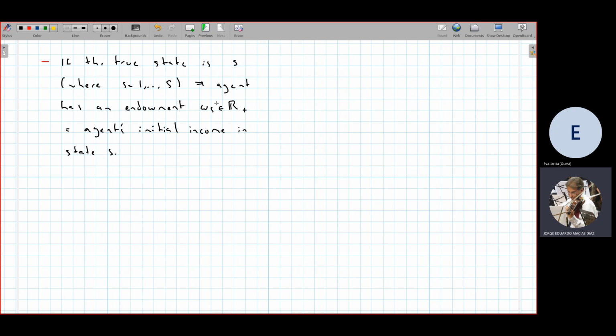And we can put all of these numbers in a vector. So for the sake of convenience, I'm going to call this vector W. So W is going to be w1, comma, so on, capital S, which is what we call the initial endowment vector.